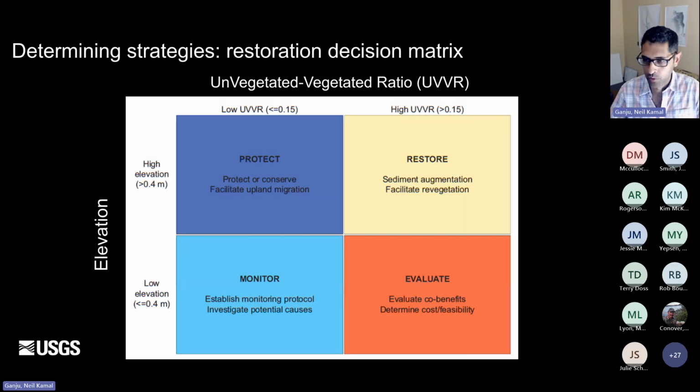So sediment augmentation, whether through thin layer or diversion of some sort, facilitating revegetation through runnels or some other processes, if it's just bare sediment, are good options.